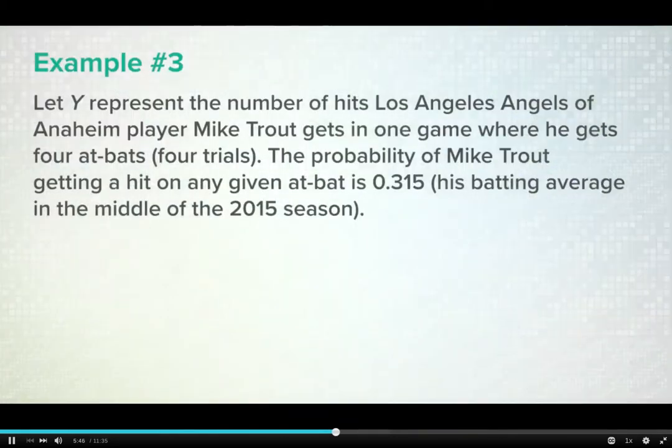In example number 3, let y represent the number of hits Los Angeles Angels of Anaheim player Mike Trout gets in one game where he gets 4 at-bats or 4 trials. The probability of Mike Trout getting a hit on any given at-bat is 0.315. That was his batting average in the middle of the 2015 season. Based on the information provided, answer the following questions.